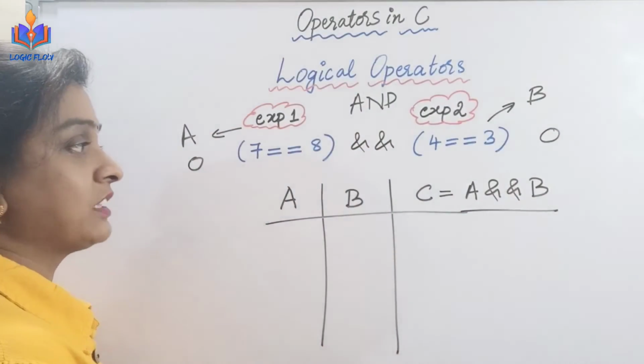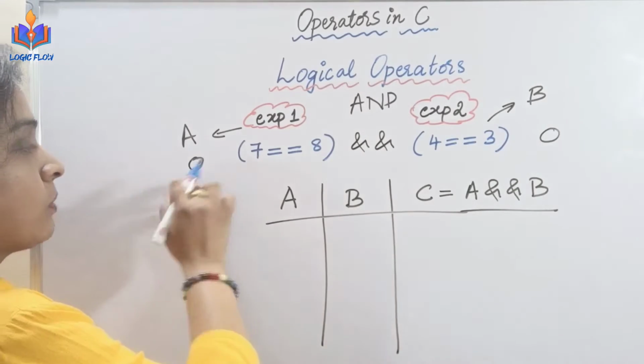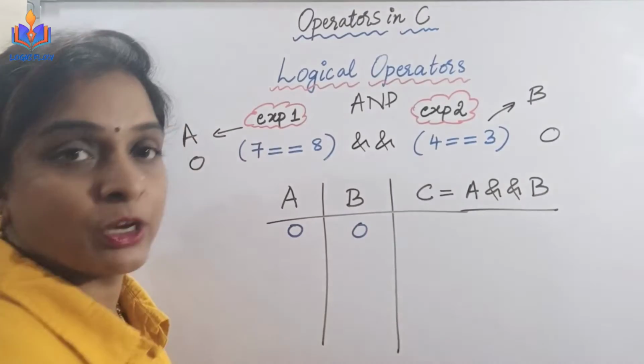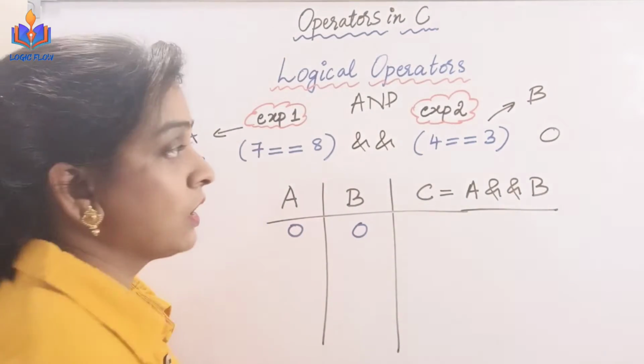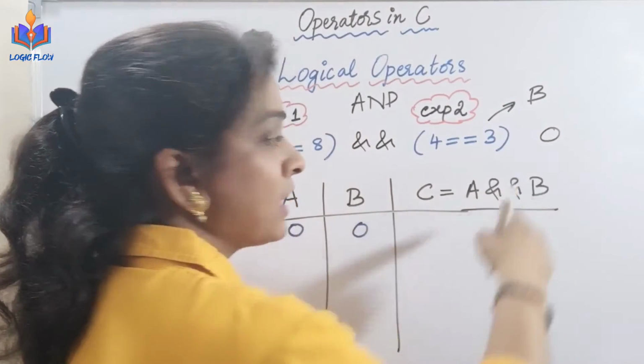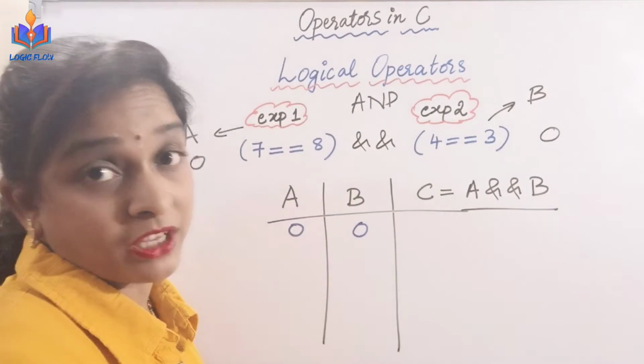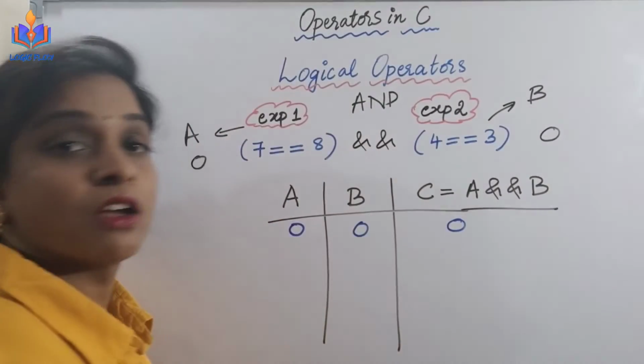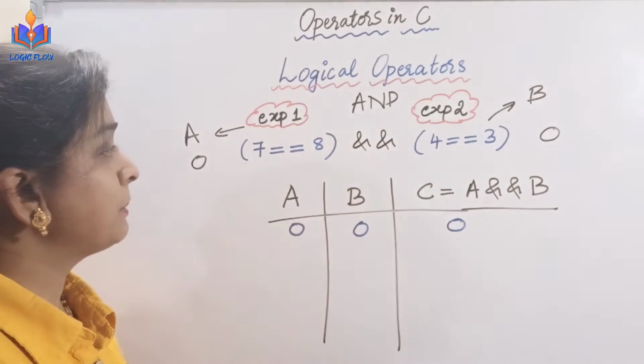So I should write the values now. What is the outcome of A? It is 0. Outcome of B? It is 0. According to the logical AND, what is A and B? AND says all the conditions have to be true, but here all the conditions are false. So obviously my result is false. Let me change the values now.